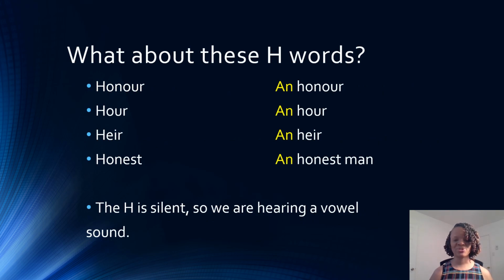And what about these H words? Honor, hour, air, and honest all begin with an H, but the H is silent. And so what we're actually hearing at the start of these words is a vowel sound. So we say an honor, an hour, an air, an honest. Notice that there's no air coming out of your mouth when you say honor, as opposed to when you say heaven, right? Try it. Honor, heaven, and you will feel that there is no air because the H is silent.